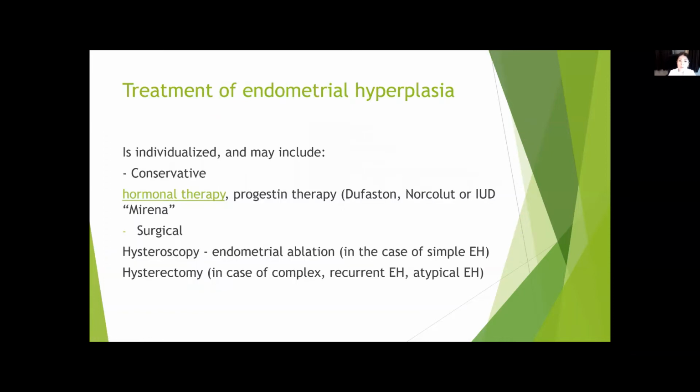Treatment of endometrial hyperplasia is individualized and may include conservative hormonal therapy, progestin therapy such as Duphaston, Norcolut, or the intrauterine device Mirena, and surgical treatment: hysteroscopy with endometrial ablation in the case of simple endometrial hyperplasia, and hysterectomy in the case of complex recurrent endometrial hyperplasia and atypical endometrial hyperplasia.